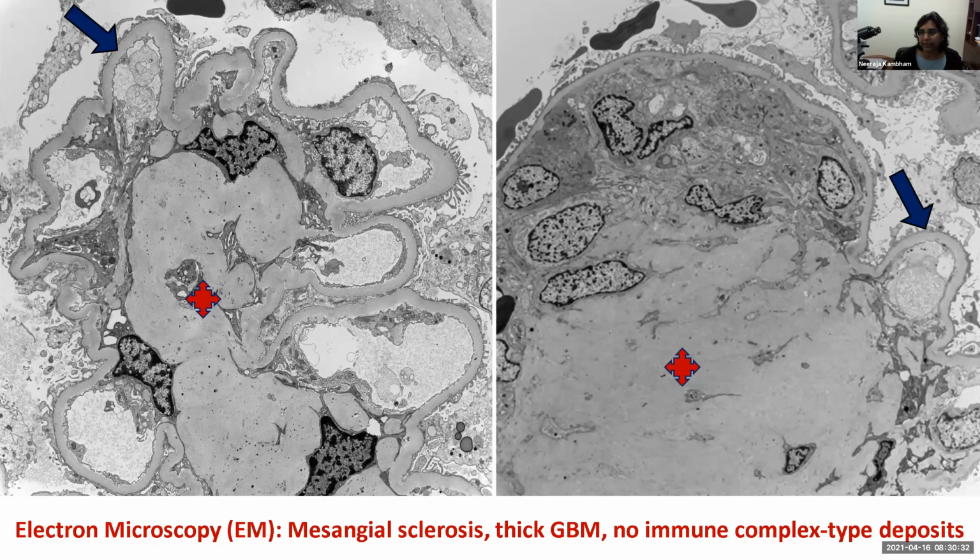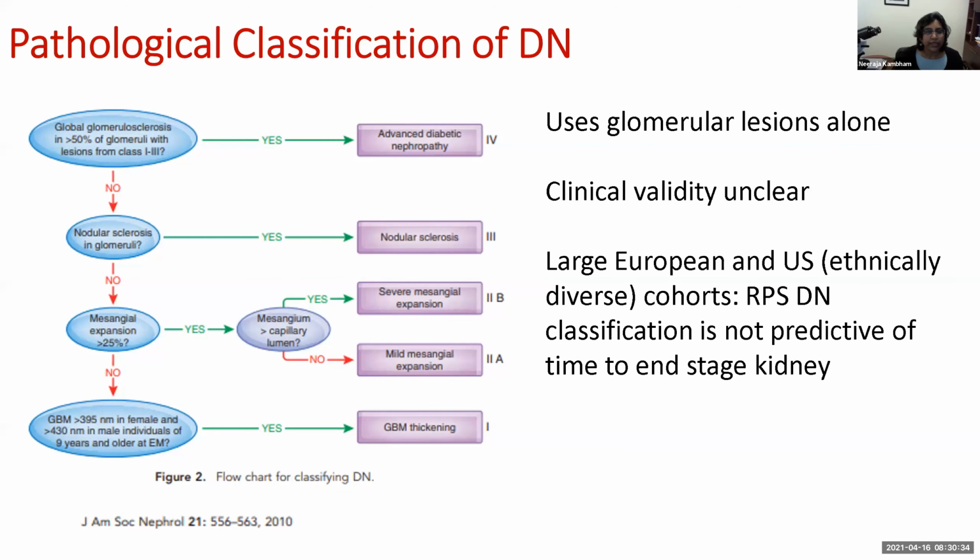That's the GBM thickening, the arrows. Okay, so going back to the pathological classification of diabetic nephropathy, how are we using it? The actual classification uses glomerular lesions, but we know that we also score the tubulointerstitial and vascular compartments.